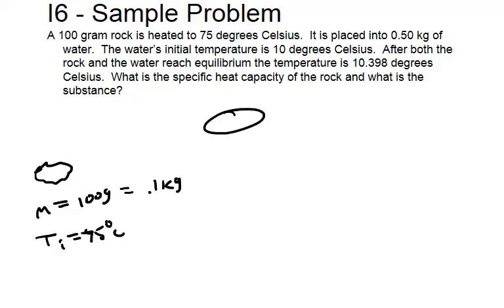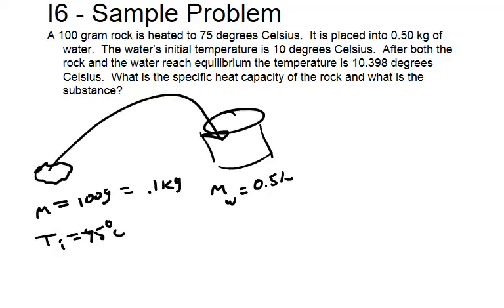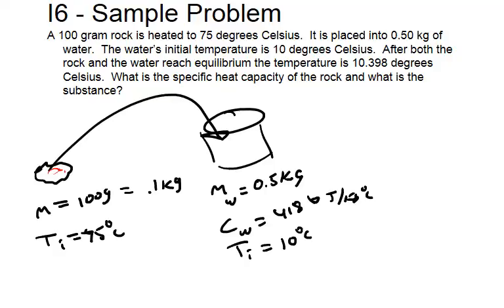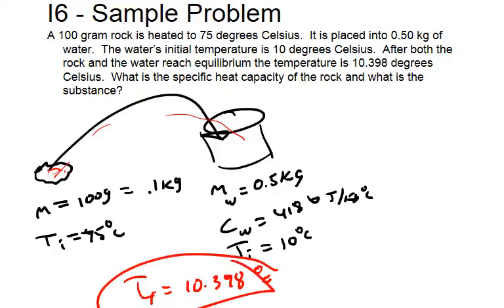We're going to place it into water. The mass of the water is 0.5 kilograms. The specific heat of water we already know, 4186 joules per kilogram degrees Celsius. The initial temperature of the water is 10 degrees Celsius. And eventually, after we place this mass into the water, the final temperature will come out to be 10.398 degrees Celsius. So the question is, what is the specific heat of the rock?